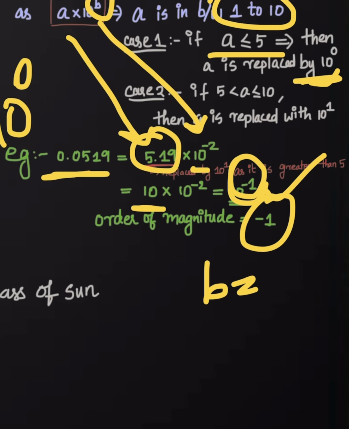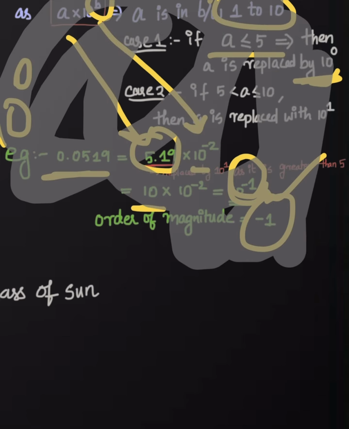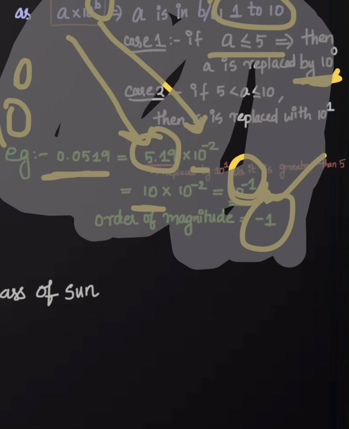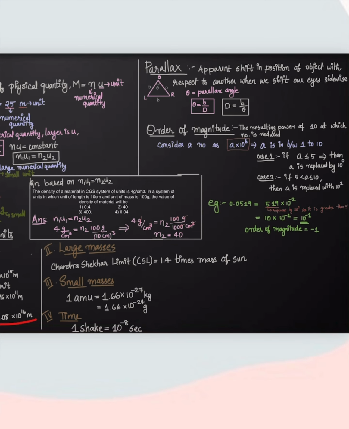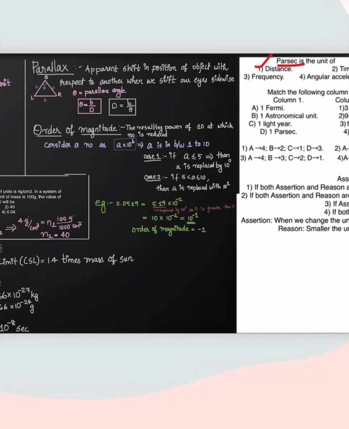Okay, b is the order of magnitude. By replacing a with the power of 10, the power that we get will be equal to the order of magnitude.